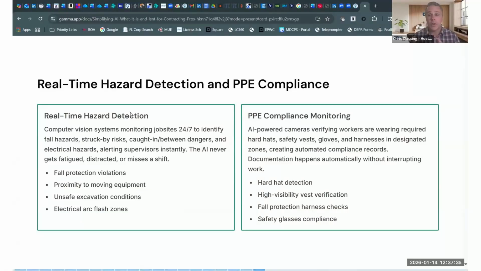And the PPE compliance, we already talked about that. Are the teams wearing hard hats? Are they wearing the right vest? Are they wearing the proper PPE? And again, the real-time hazard detection, so fall protection violations.